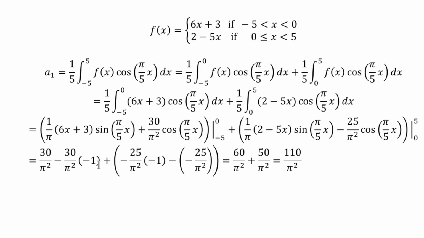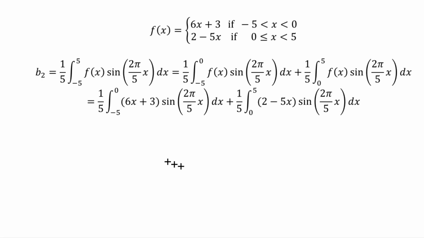So be careful. The negative 1 in the first integral happens in the second term. Negative 1 in the second integral happens in the first one. Okay, and then you can see that this is 30 plus 30, so it's 60 over pi squared, and this is positive 25 plus another 25, that's 50. 60 plus 50 is 110, so that's the result of A1.